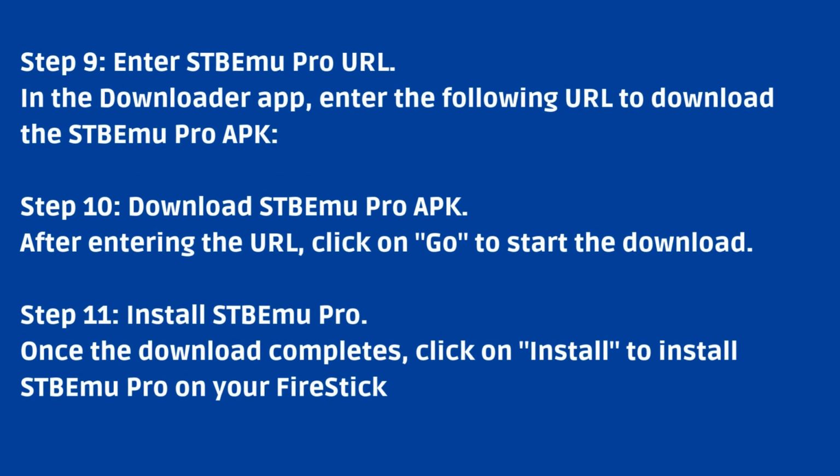Step 9: enter the STBEmu Pro URL. In the Downloader app, enter the following URL to download the STBEmu Pro APK file. Step 10: download the STBEmu Pro APK. After entering the URL, click on Go to start the download.